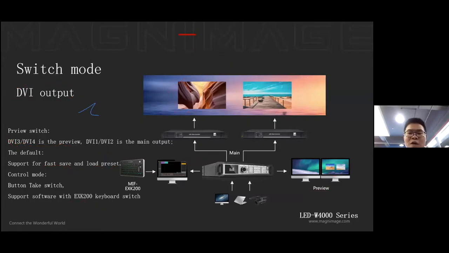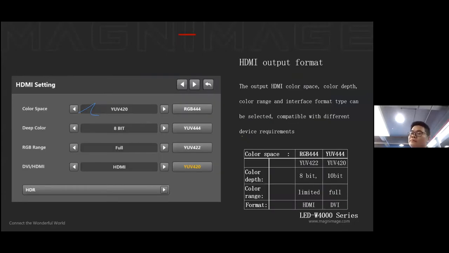Why do we also have a DVI output? Because not all customers have a 4K sending card, so maybe DVI output is sometimes more suitable for them. Here is how to set the HDMI settings: the color space, deep color, RGB range, DVI or HDMI mode. We also have an HDR function.